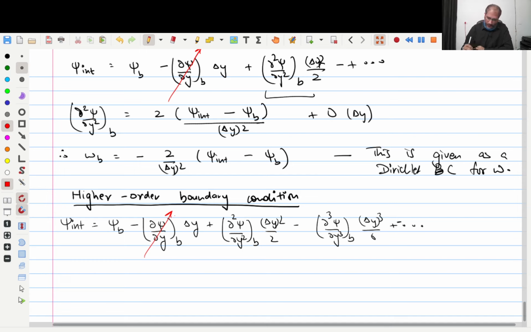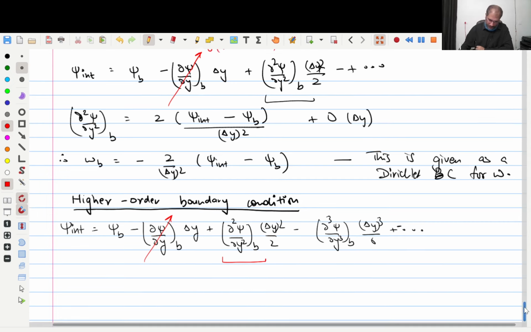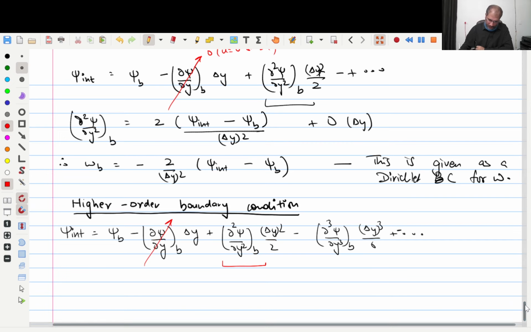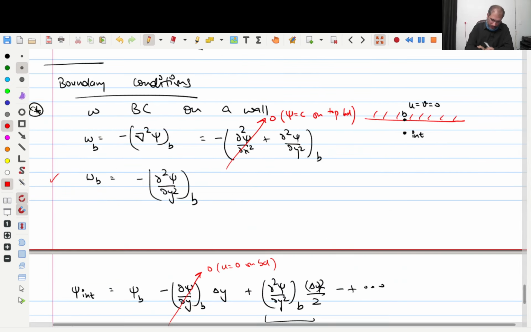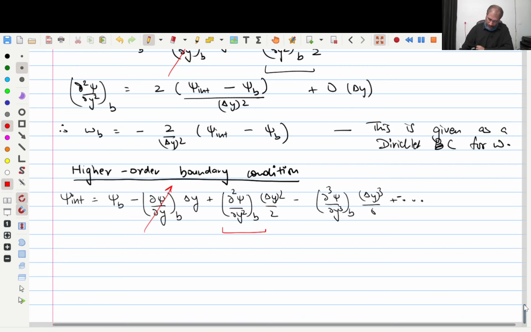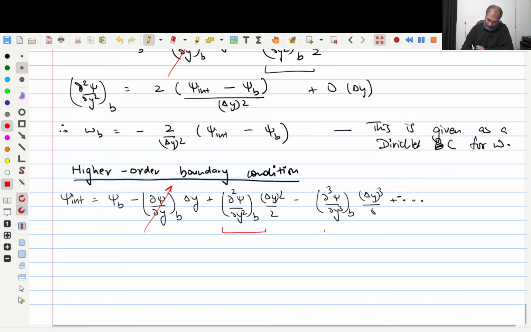And then for the third derivative of psi with respect to y, remember that we want to use this term in obtaining the expression for omega b, because omega b is nothing but minus the second derivative, the partial derivative of psi with respect to y, on the boundary. So we want to write this term in terms of all other terms. So we do get a third derivative.